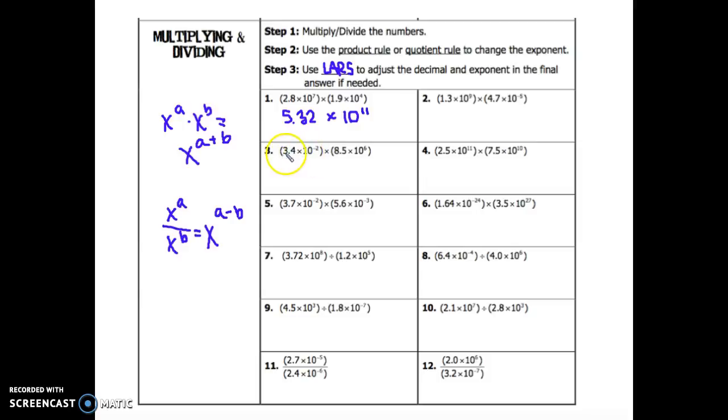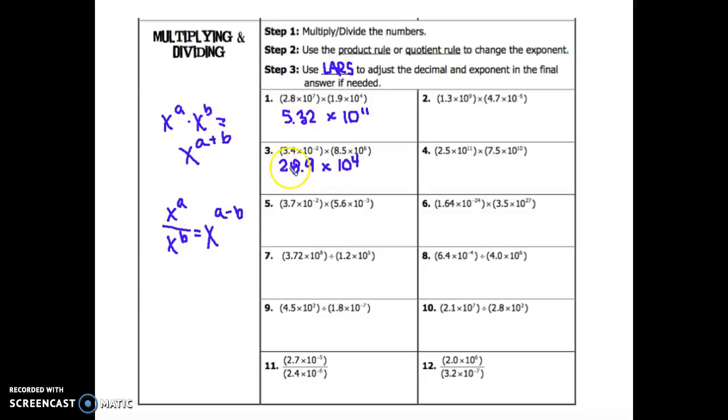So then again, looking at number 3, I can see that we're multiplying. Nothing has to match when we multiply. We just have to multiply. We've got our numbers, 3.4 times 8.5. Using my calculator to help me, I get 28.9 as my answer for multiplication, times 10 to the, and again, since we're multiplying, we're going to use our multiplication rule or our product rule, and we know to add the exponents, so I'm going to add -2 plus 6. -2 plus 6 gets us an answer of 4.